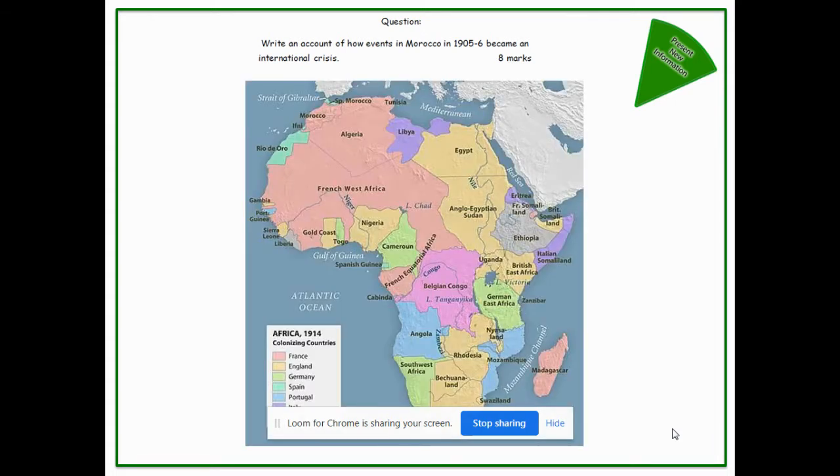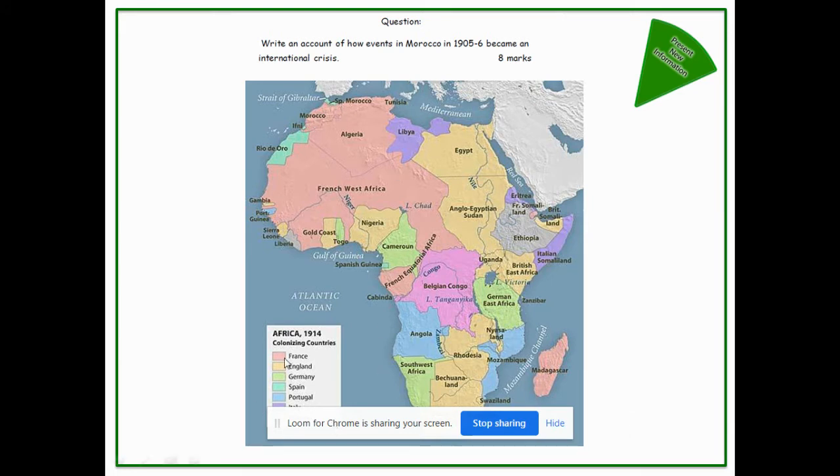So, Morocco. This is a map of Africa, and I just wanted to show you initially where Morocco is. So Morocco is this relatively small country in North Africa, which in 1905 was independent, which means it wasn't controlled by any other countries. It was a key strategic location for a lot of countries, and a lot of countries were interested in Morocco because it was close to Spain and the Mediterranean, which were very, very important trade points for lots of the European powers, the likes of France, England, Germany, Spain.